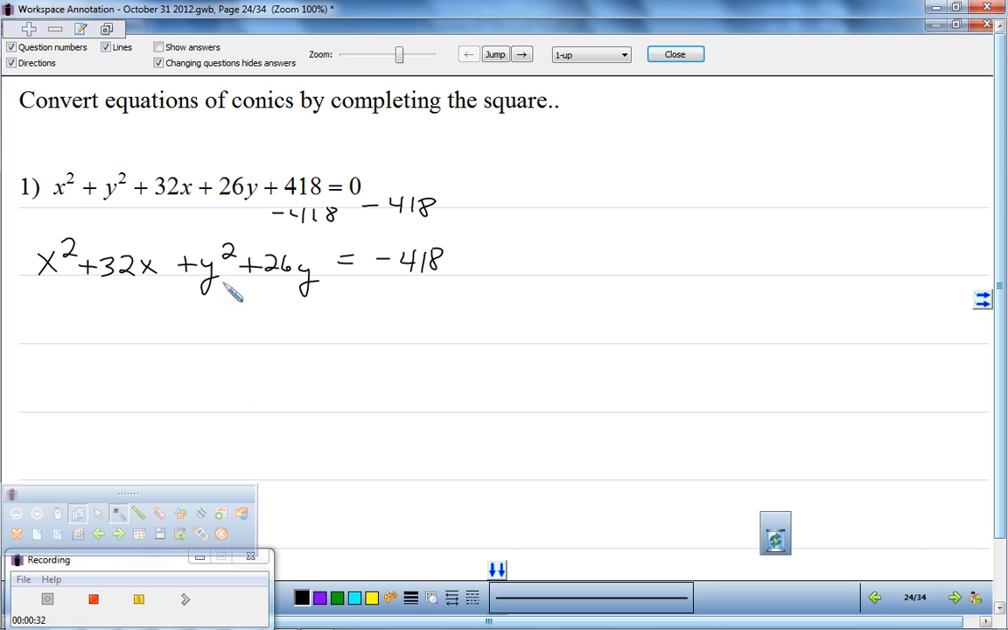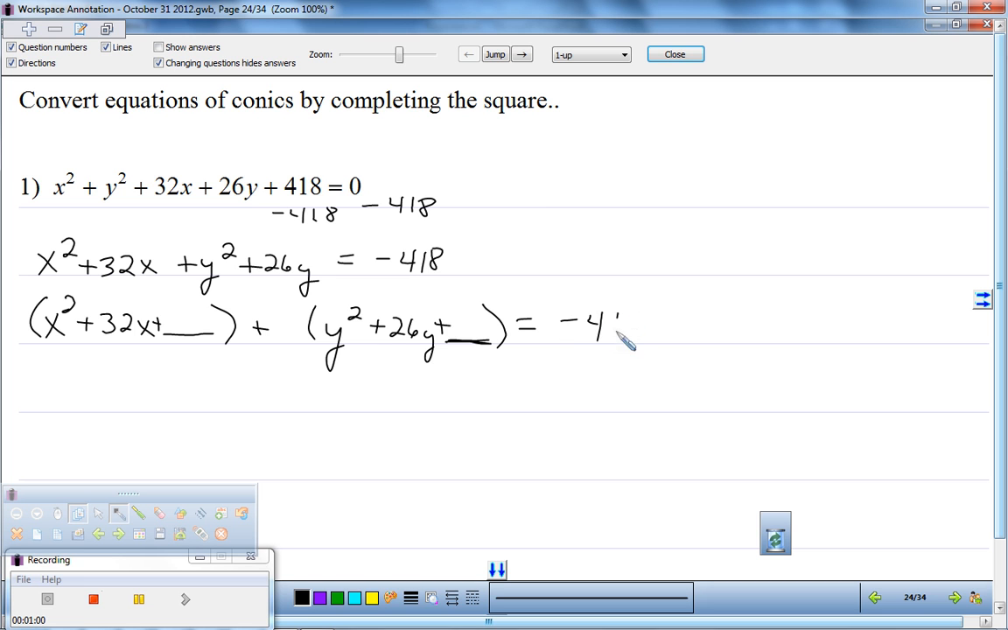Okay, now we're going to end up completing the squares here. So I'm going to go ahead and write it and leave a blank term for it. So 32x, we're going to add something to it. We don't know yet what that's going to be. Plus y squared plus 26y, and again I'm going to leave a blank term here and I'm going to put that in a second. Is all equal to negative 418.